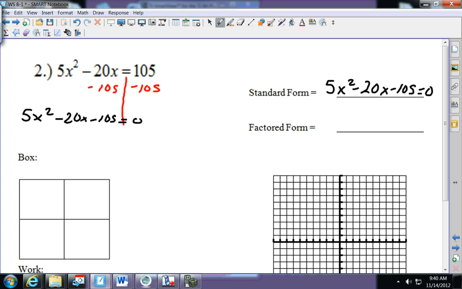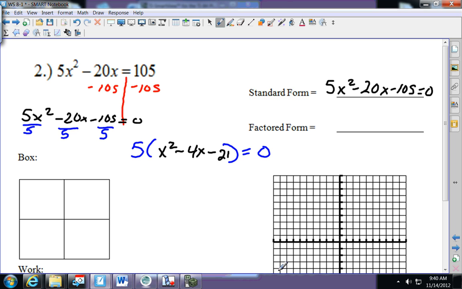Now, I heard somebody say it just a minute ago, before we can factor, we're supposed to look and see if there's a GCF to pull out. What number goes into all of those? 5. So if I pull out a 5, let me see what's left here. Divide every term by 5. Well, that gives me x squared, negative 4x. Oh, and what's that? Negative 21.